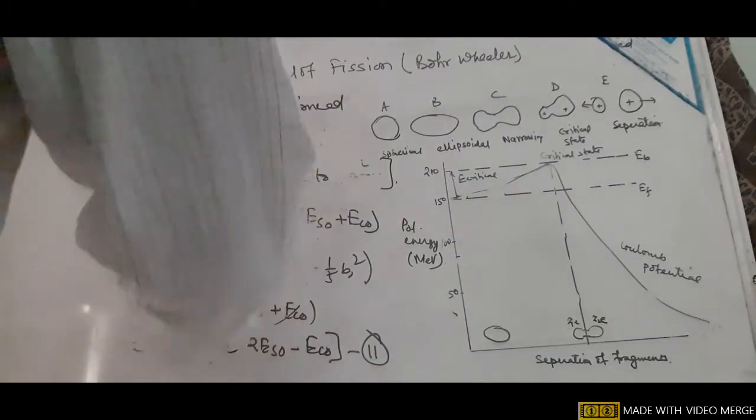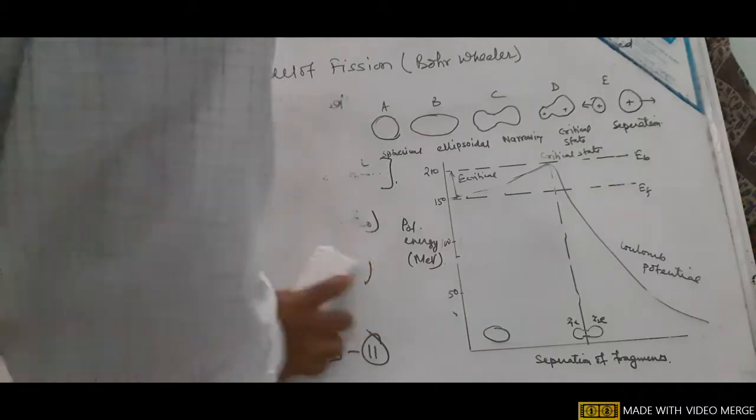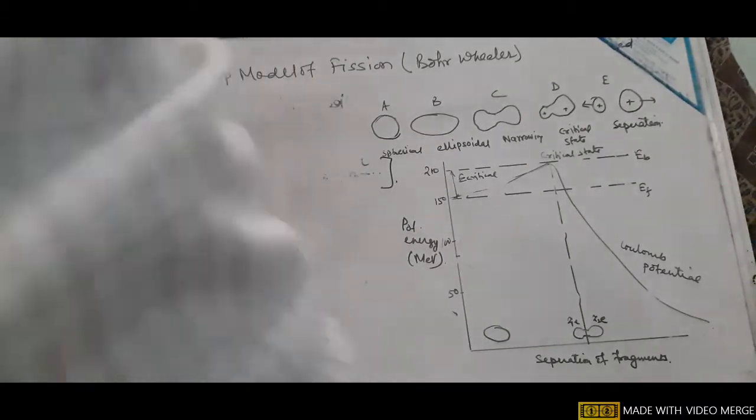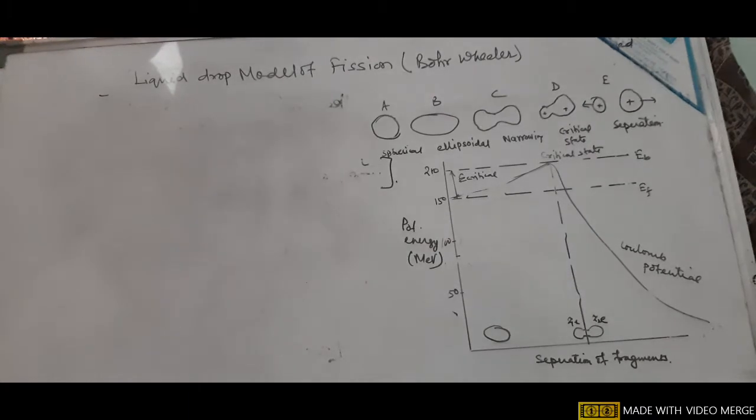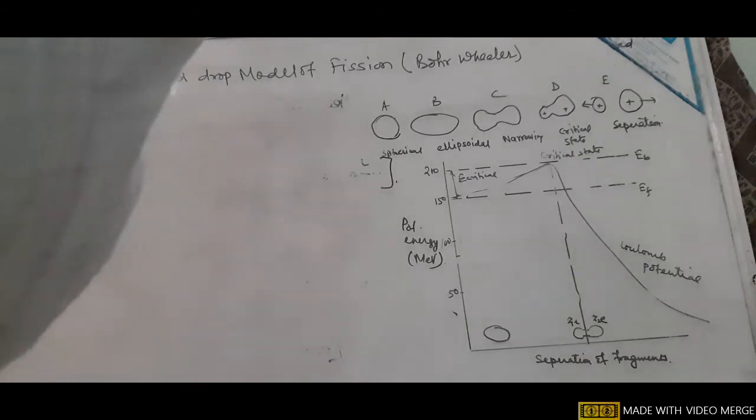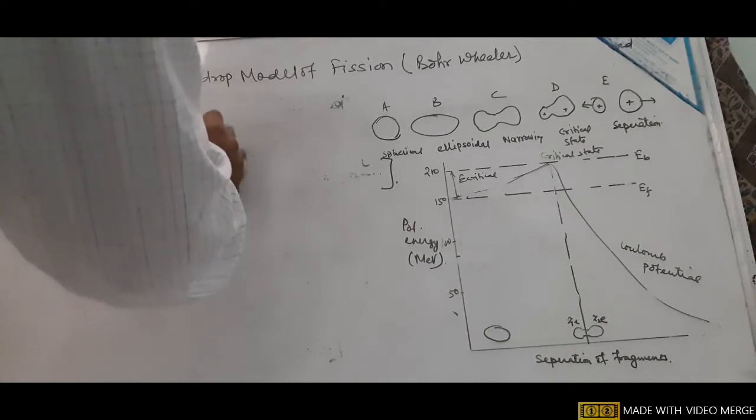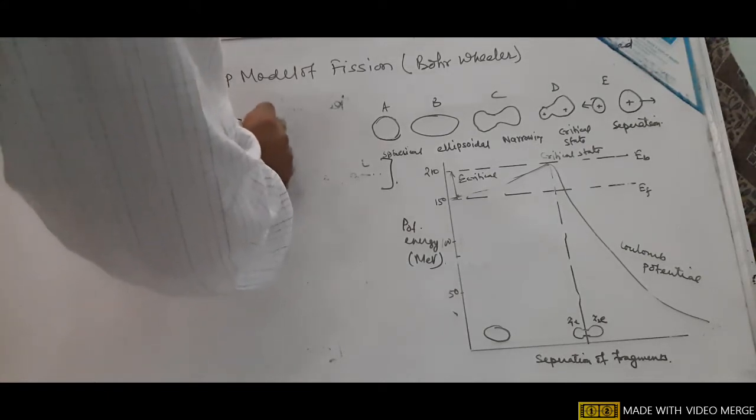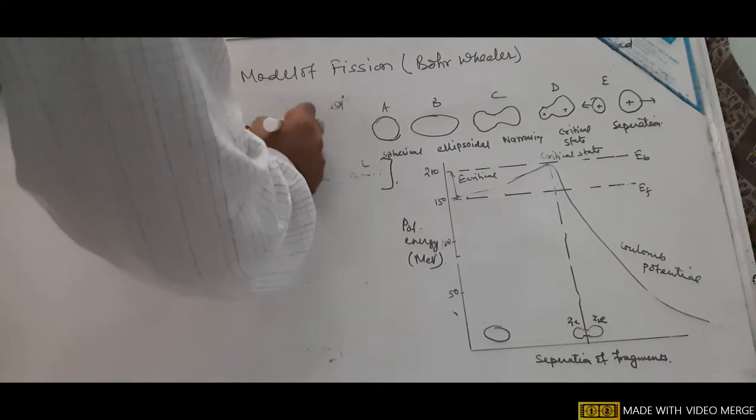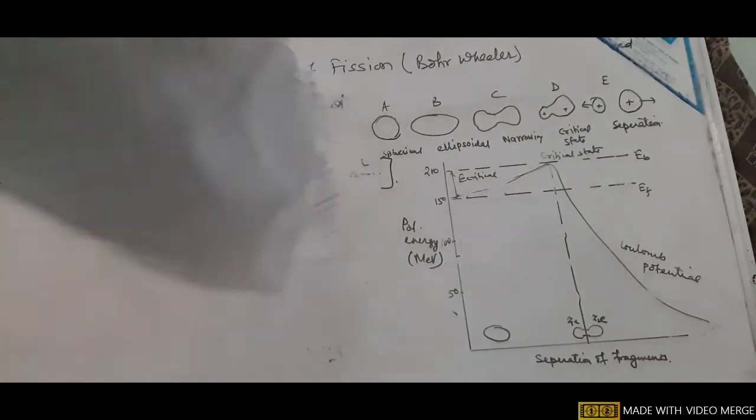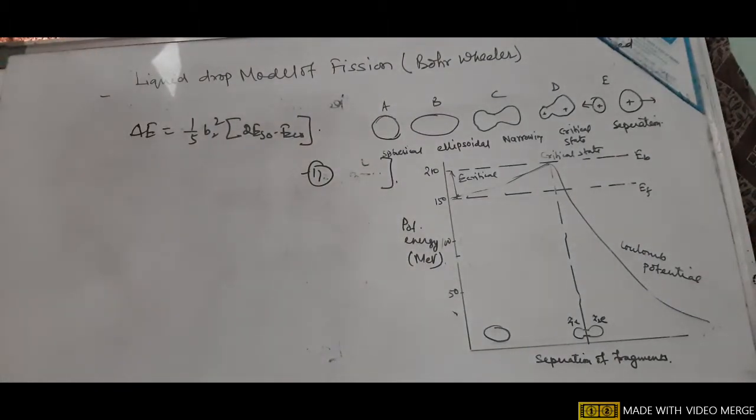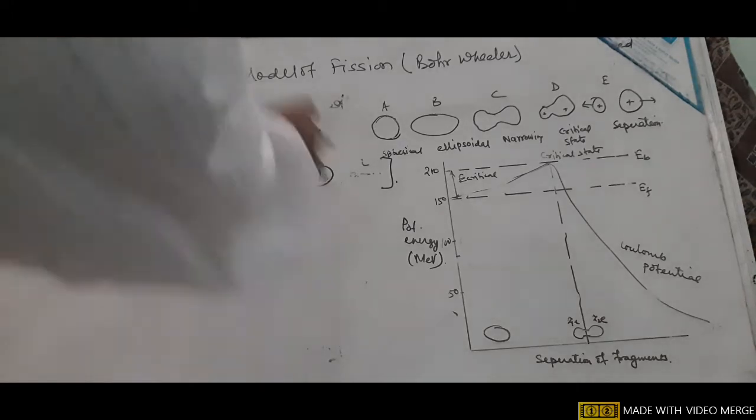Now this equation will explain the fission of the nucleus. So the energy change due to the deformation of the drop, del E, is equal to 1 by 5 B2 square times twice ES0 minus EC0. This is equation 11. Now this equation tells us about the fission energy of the nucleus.